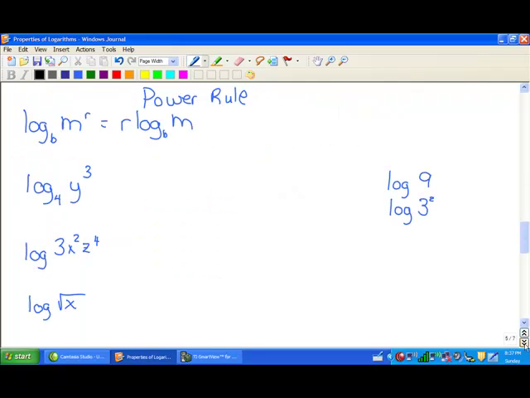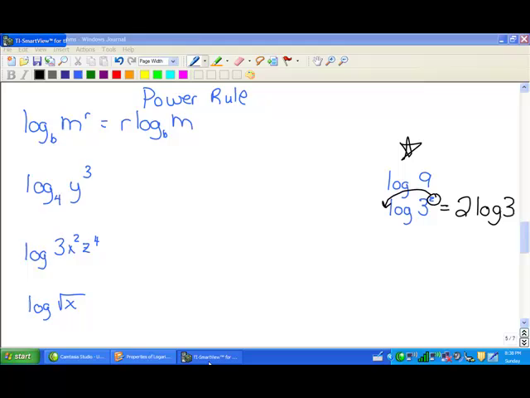Now let's throw in one more rule called the power rule. The power rule says if we have log base b of m to an r power, that we can pull the exponent down in front of the logarithm and have r times log base b of m. I want you to think of the log of 9, which also can be written with the exponent, the log of 3 to the second power. According to this property, the exponent can be pulled down in front of the logarithm, so that should be the same as 2 times the log of 3.